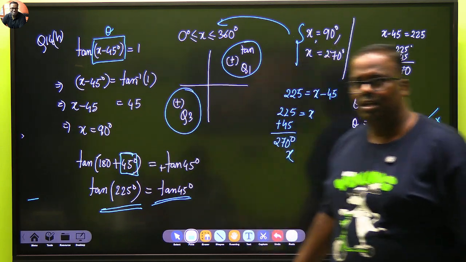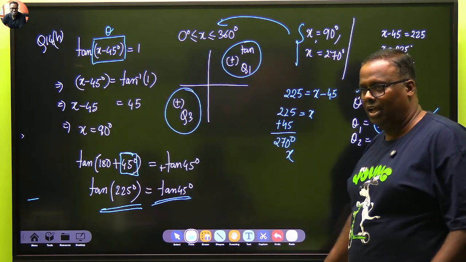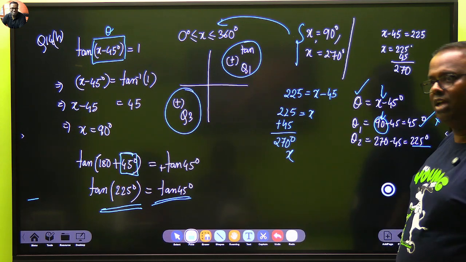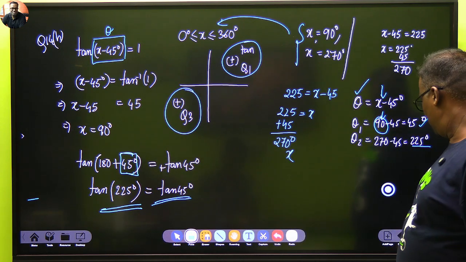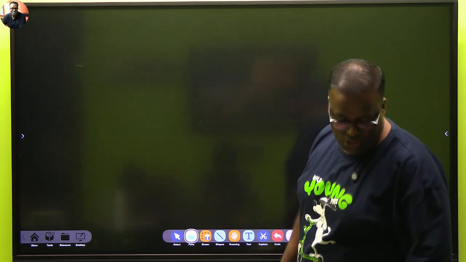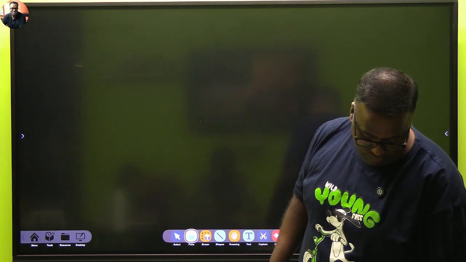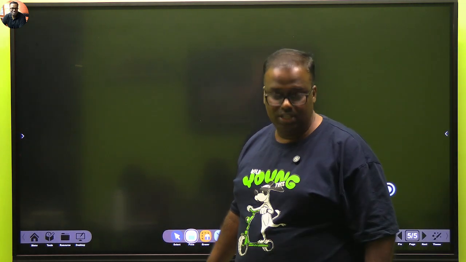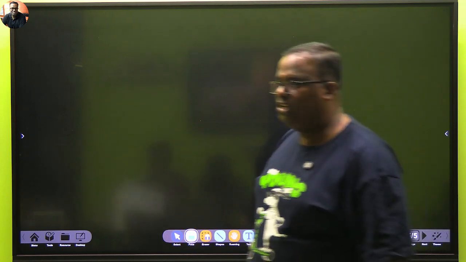Okay. So now you will try one. You are on primary, I will be on shadow. Let's try to solve G. Let's solve G of question 14. Sin of x plus 30.